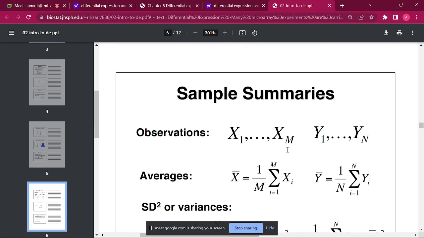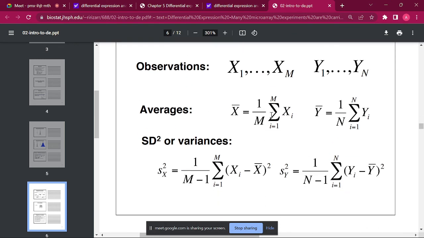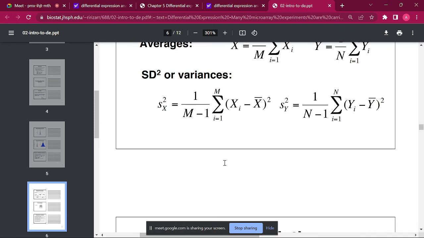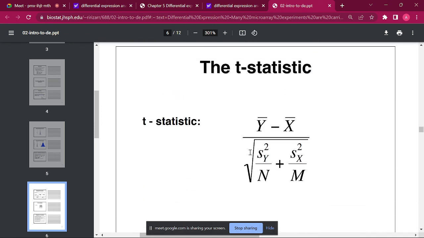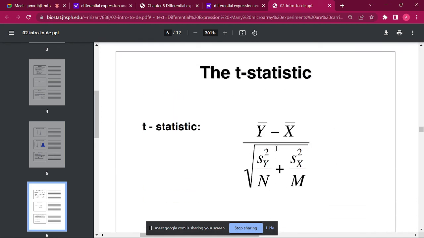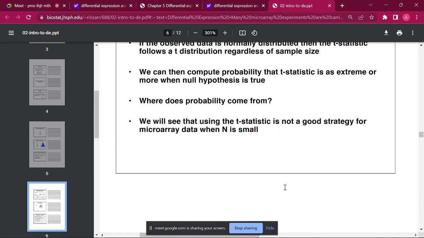Now this is simply the calculation of all these things. This is saying how to calculate the average, how to calculate the standard deviation of variances. This you already know. This is the formula of the t statistic, that is the difference of the means, divided by the standard error of y with respect to n and the standard error of x with respect to m, where m and n are the number of samples in group 1 and group 2.